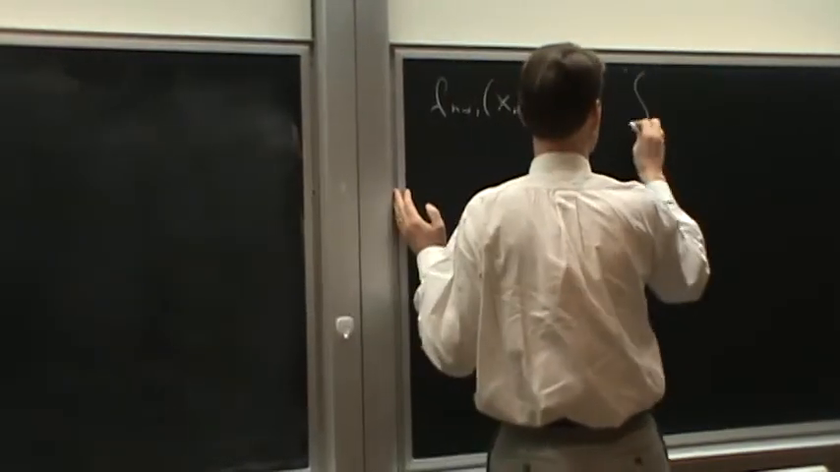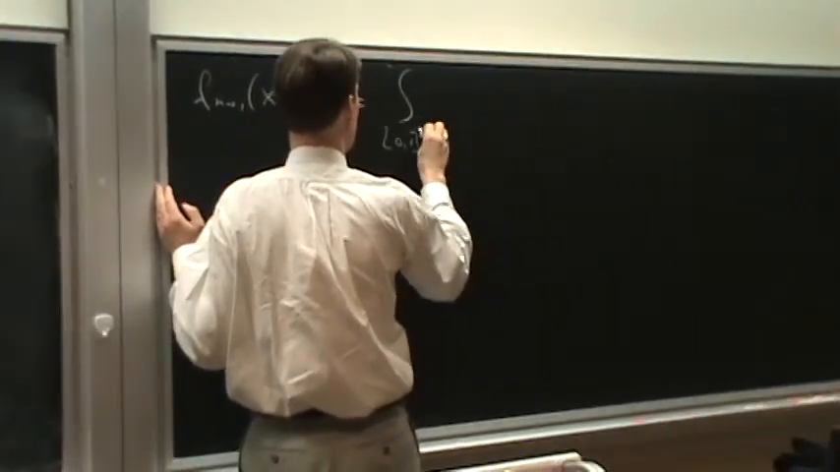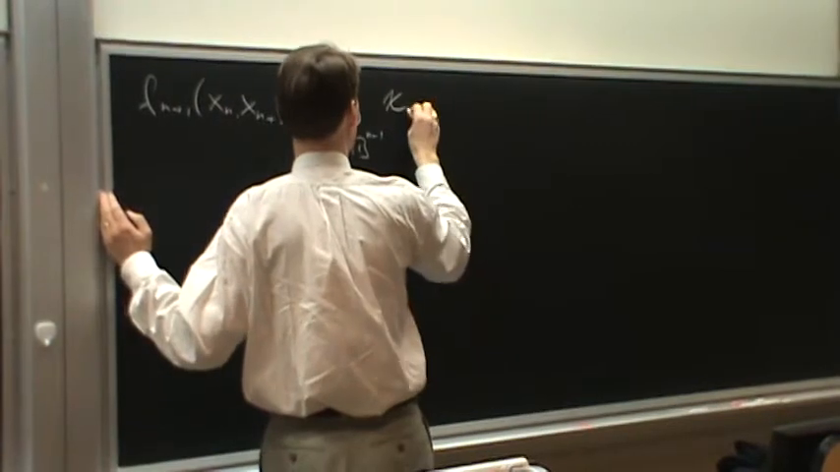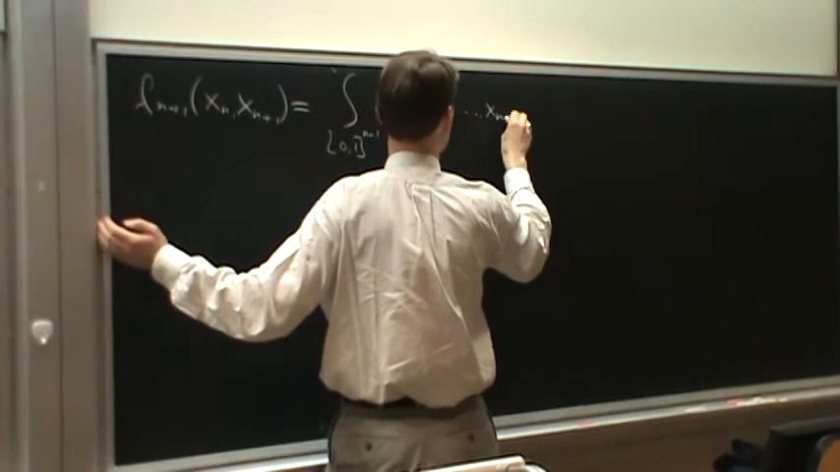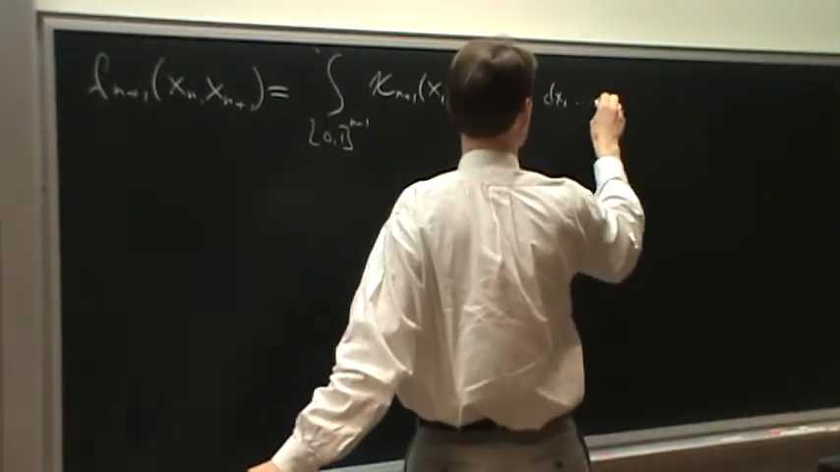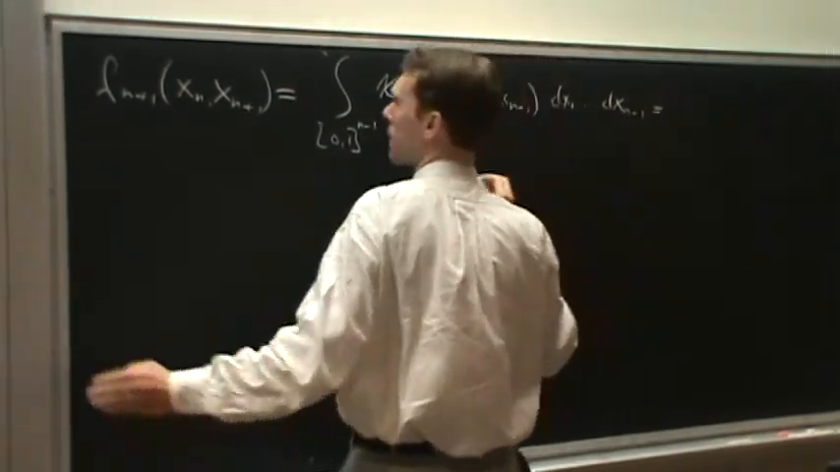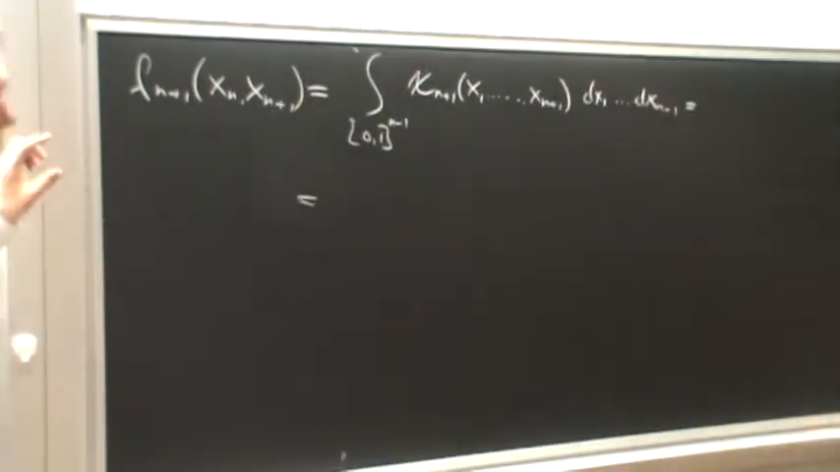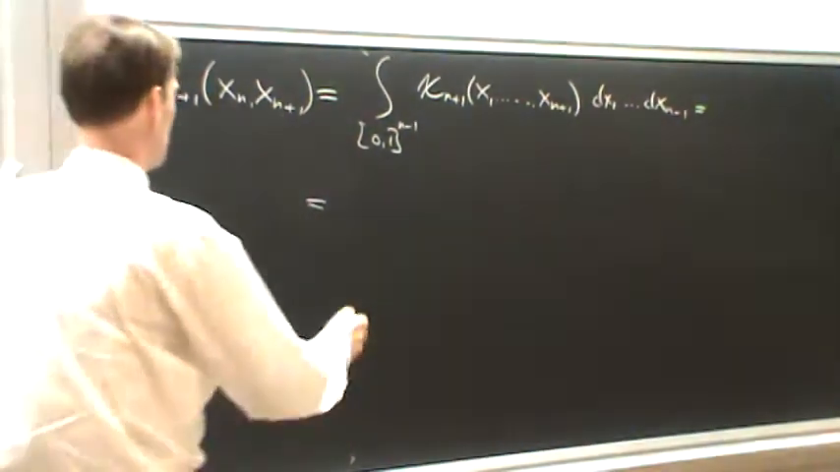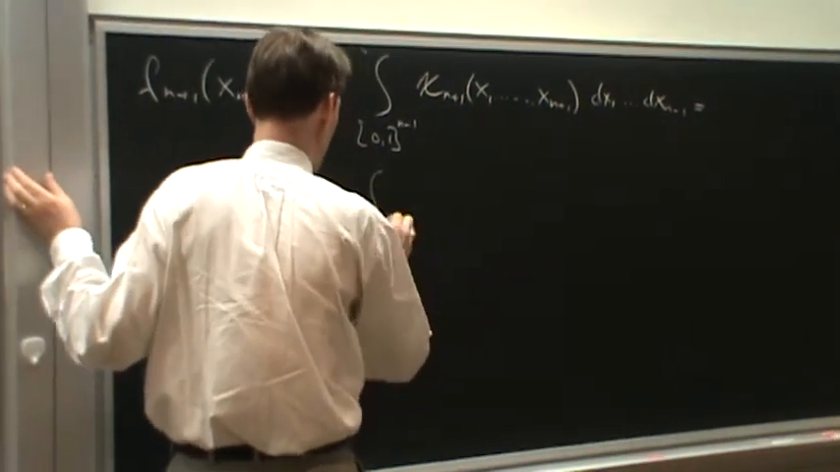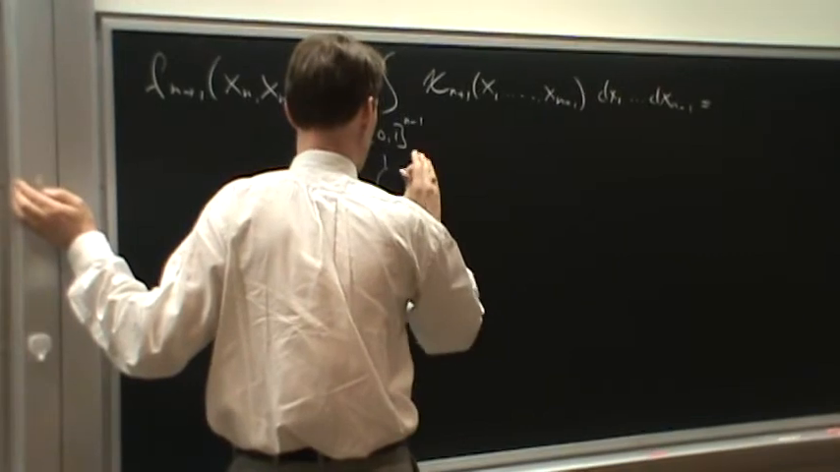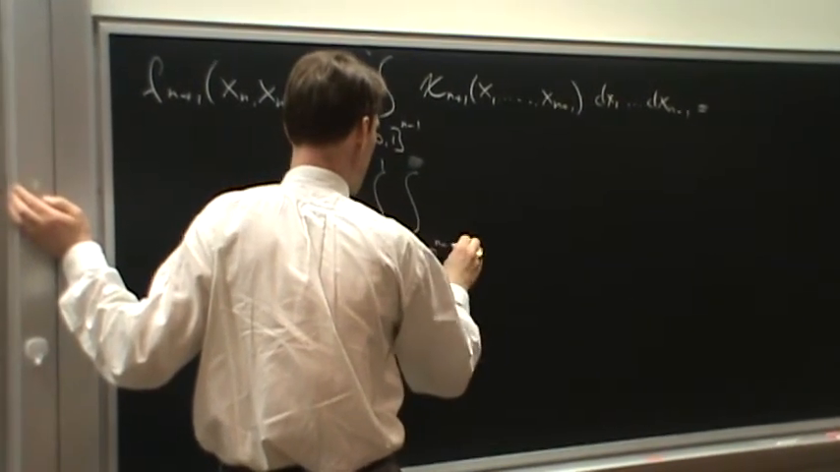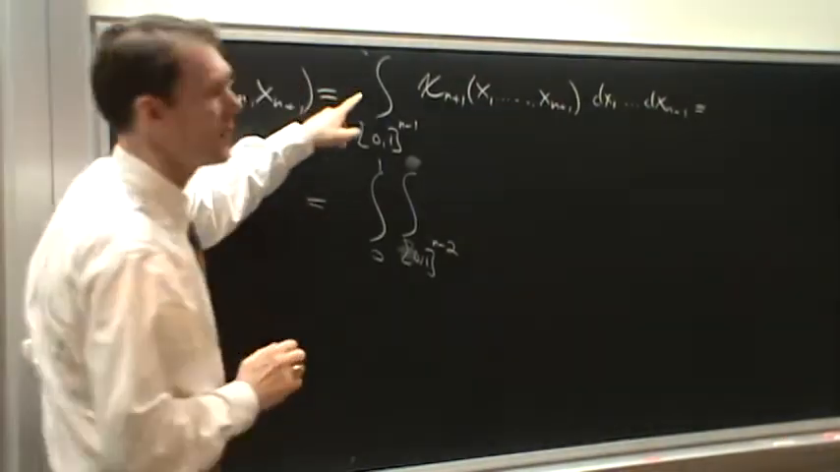Well, the definition is we integrate over n minus 1 variables, chi_{n+1}, x_1 all the way to x_{n+1}, dx_1 through dx_{n-1}. And now I'm going to break the integral up into two integrals, one integral from 0 to 1, and the other over the remaining n minus 2 variables. And now, as I said, that function chi_{n+1} factors.